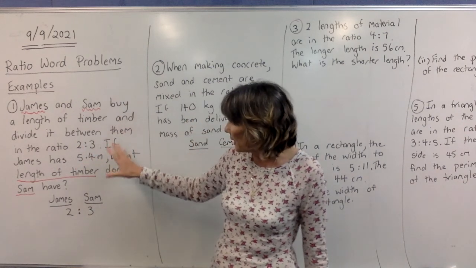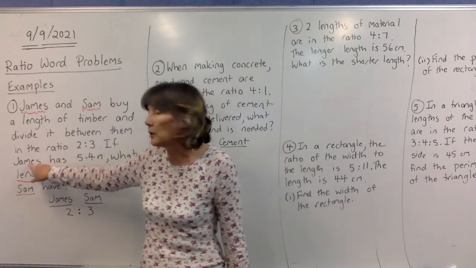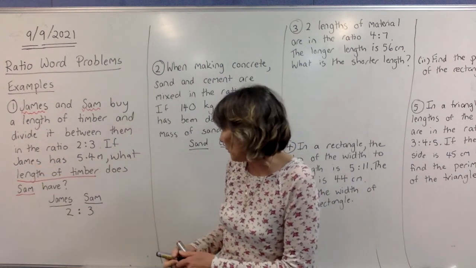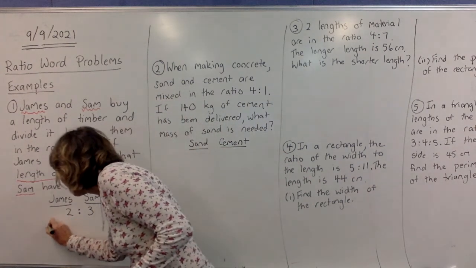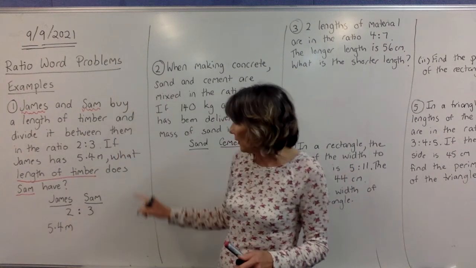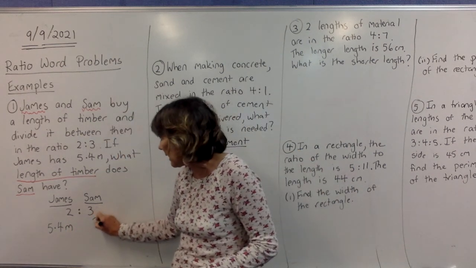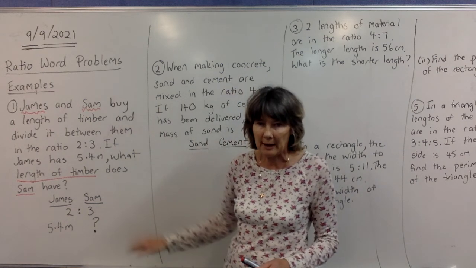Okay, now the other number they talk about is this 5.4 metres, and they're telling you this is James. So on the James side we're going to write 5.4 metres underneath. And then they're asking what length of timber does Sam have. So that's our question mark. That's what we're trying to find over there.